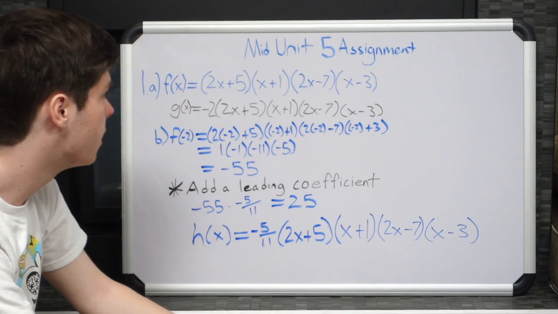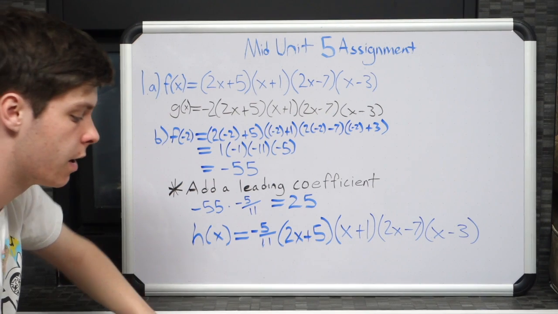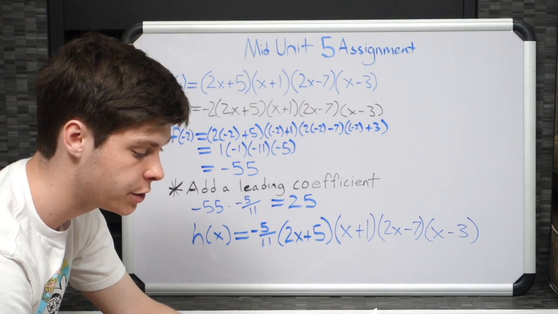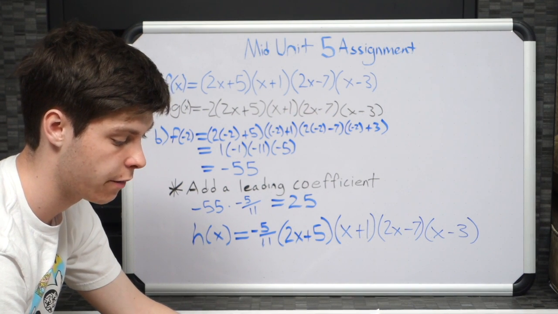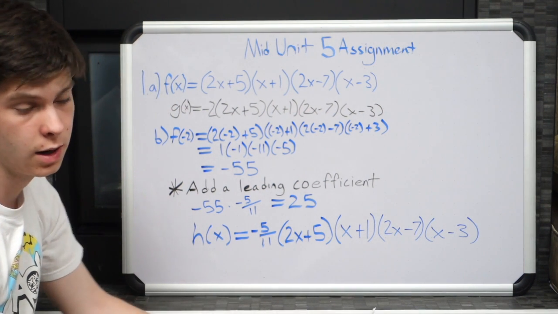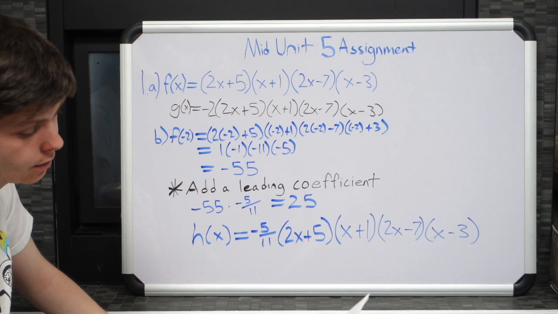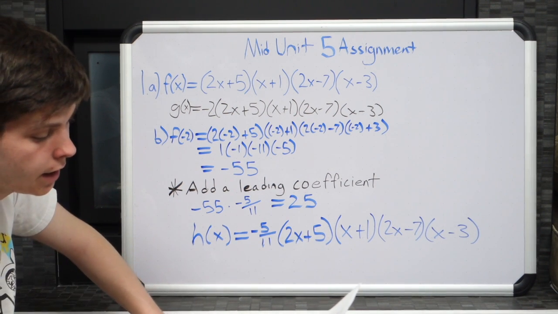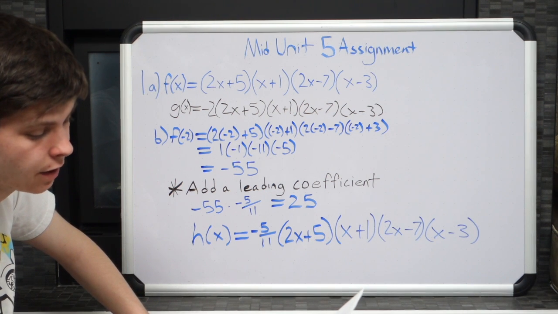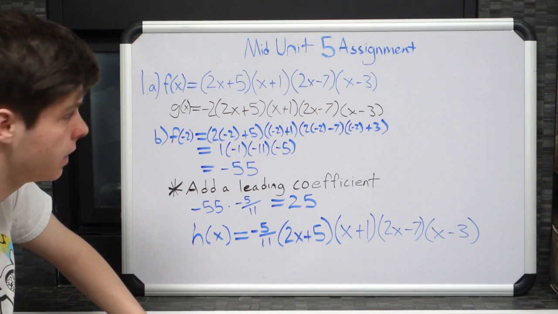So this is the mid-unit 5 assignment. Question 1 is determine an equation for the family of quartic functions with zeros -5/2, -1, 7/2, and 3. And then part A is write equations for two functions that belong to this family.